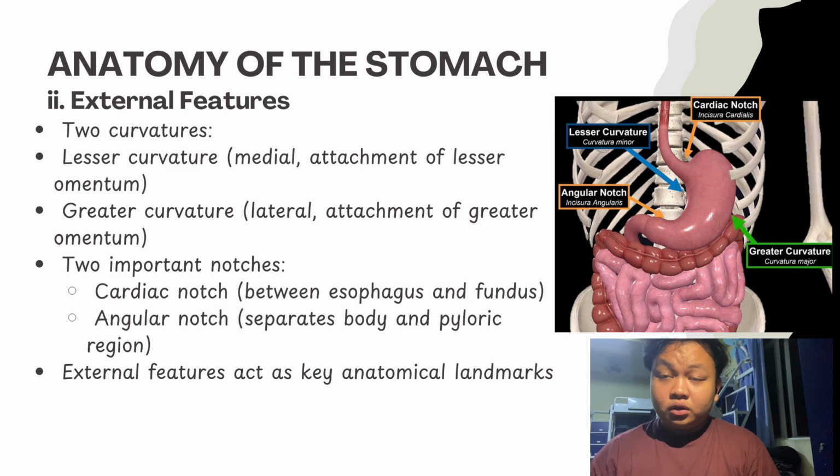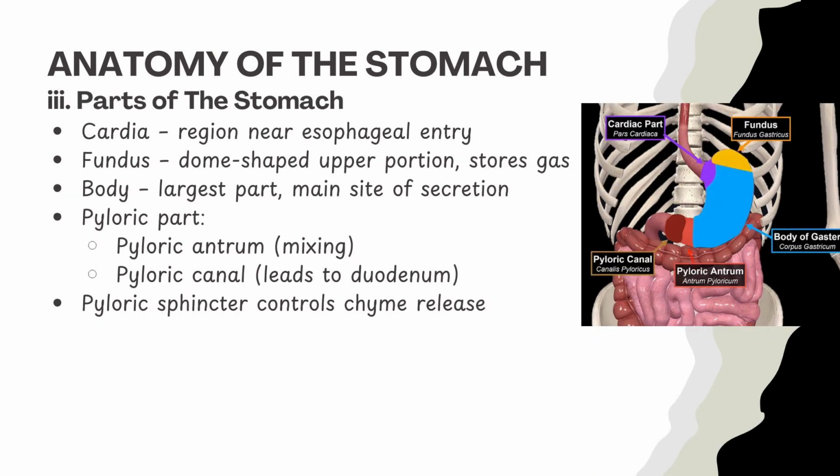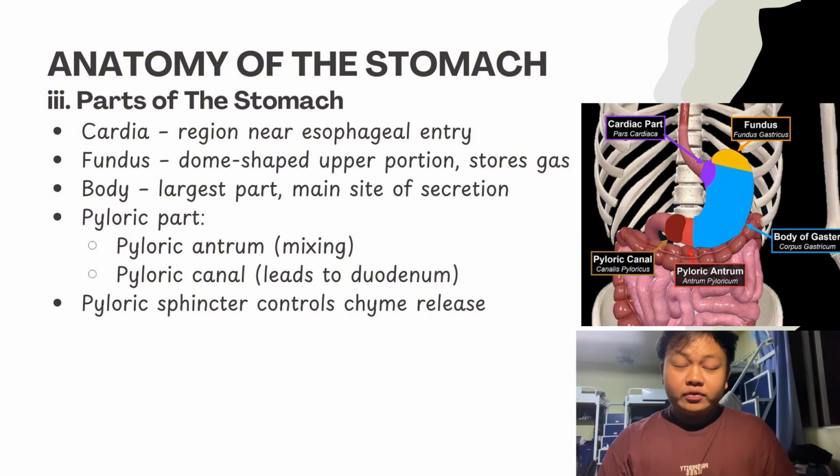There are two notches as well, which are the cardiac notch and the angular notch. The cardiac notch is between the esophagus and fundus, while the angular notch marks the junction between the body and pyloric region. Right, now we're going to look at the parts of the stomach.